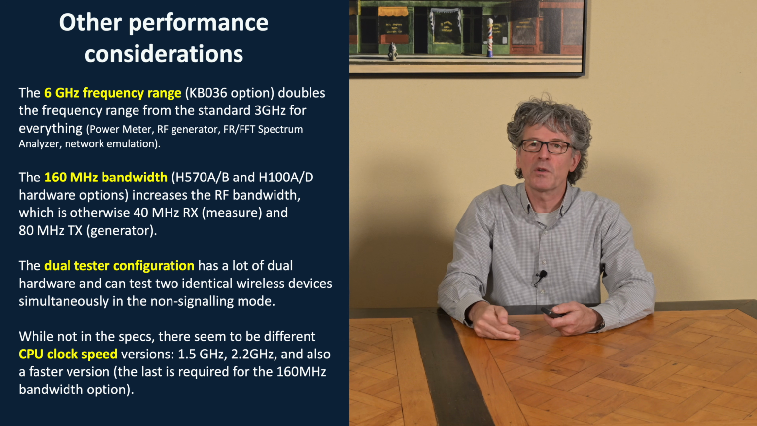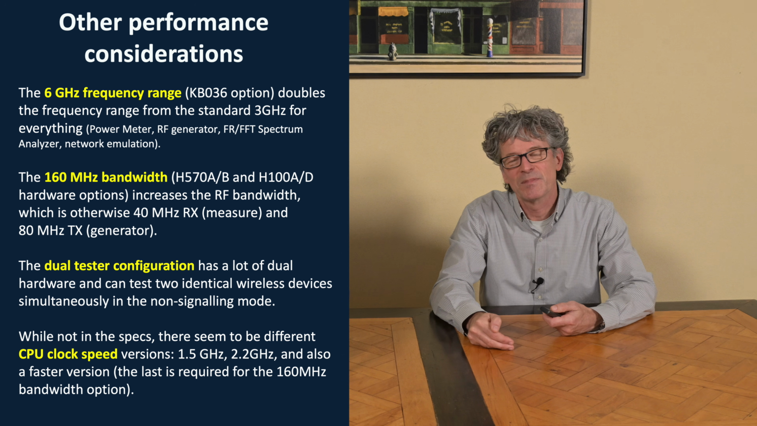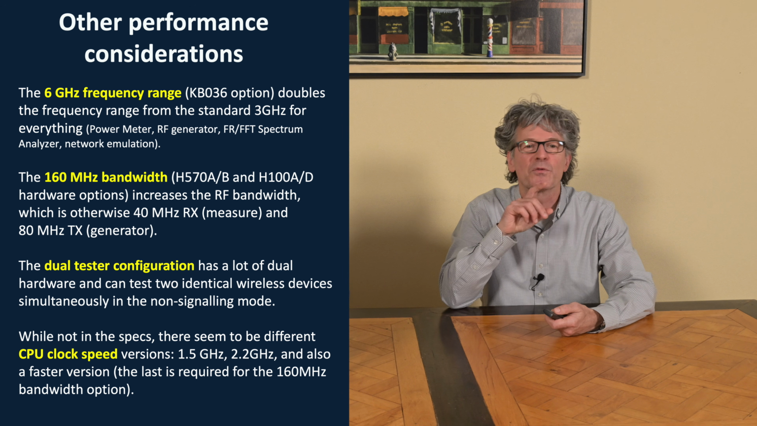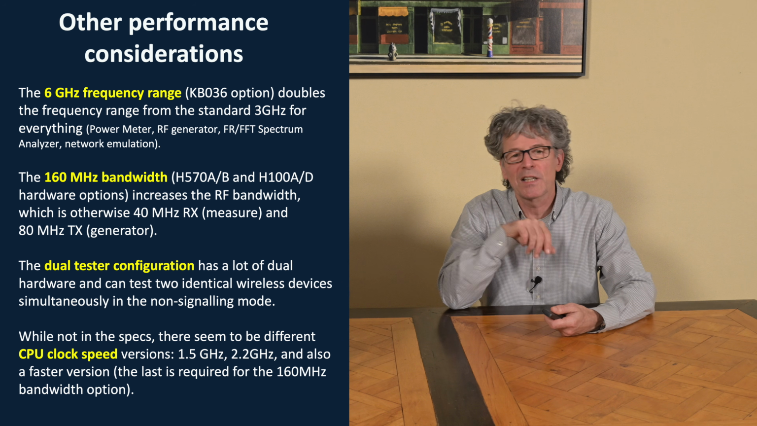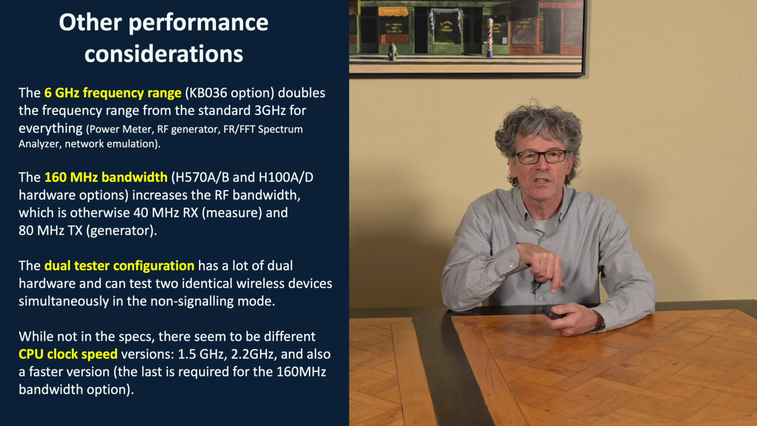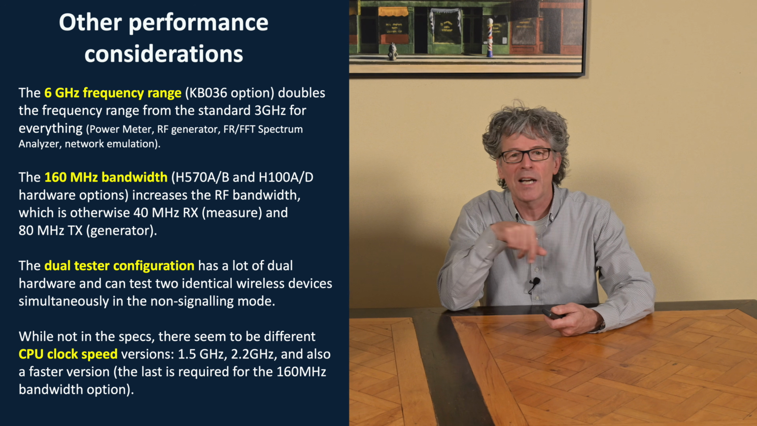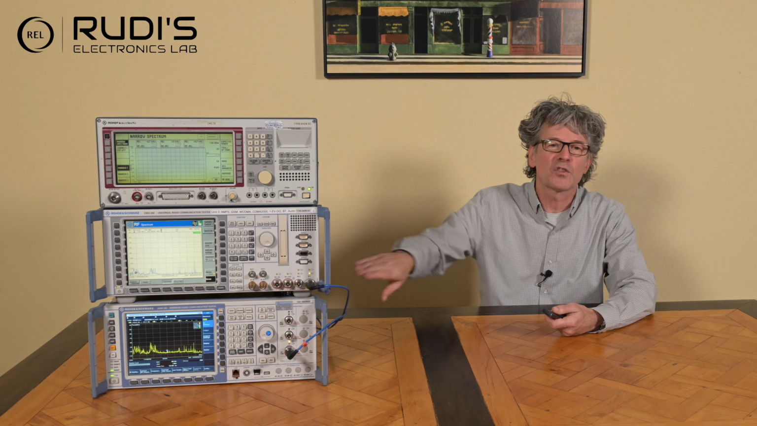There is a dual tester configuration. Everything is doubled inside, so you can test 2 mobile phones at the same time. For generic test and measurement purposes, I don't think that makes a lot of sense to spend your money on. And the last thing is the type of CPU for the user interface. I cannot find anything in the documentation about this, but I have learned that there were different versions of it: a 1.5 gig processor, a 2.2 gig processor, and also a faster one. And the faster one is actually required, I believe, if you want the 160 MHz digital bandwidth option. I got a 2.2 gig version, but it's something that you might want to take into consideration.